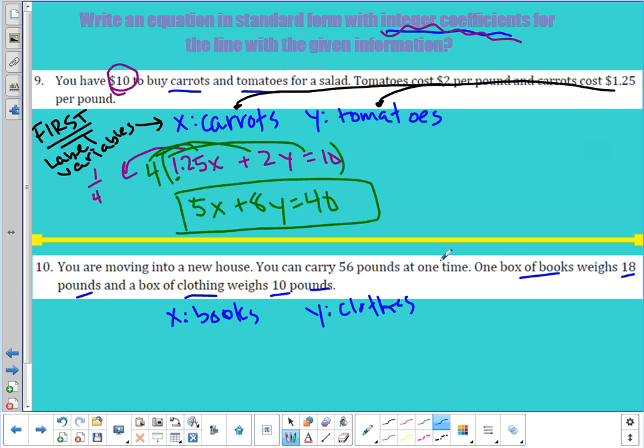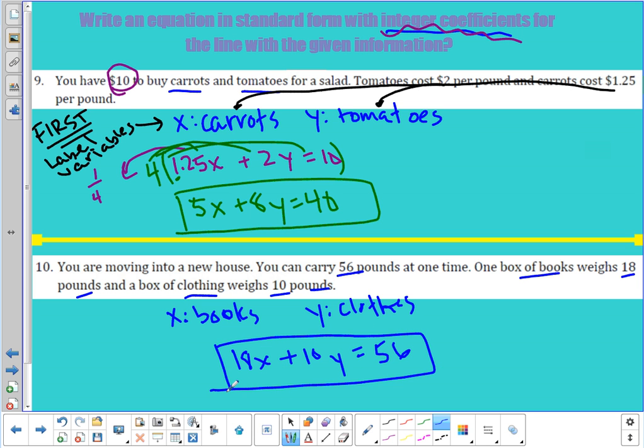Okay, so one box of books weighs 18 pounds. That means I have 18 times x, and one box of clothing weighs 10 pounds. So I'm adding 10 times y, and that's going to equal the total amount that I can carry, which is 56 pounds. And there I have it. Standard form equation. All integer coefficients, leading coefficient is positive. I'm good to go.